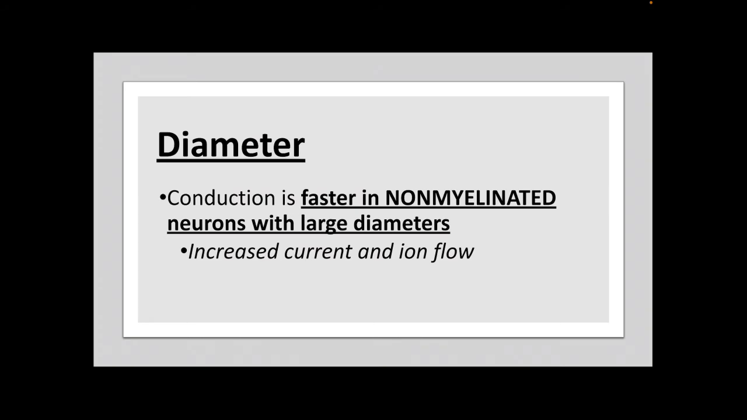Diameter: conduction is faster, obviously, in non-myelinated neurons with larger diameters because you have more current and ion flow. So the larger the axon, the more ions you have, and the more current is going to be conducted. This is kind of like if you have a larger pipe, you are able to move more water, and more water is actually traveling through the pipe than if it was smaller.